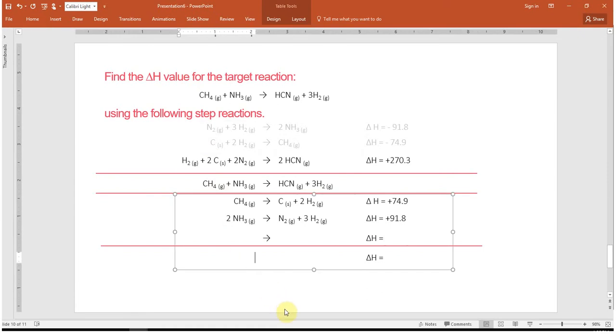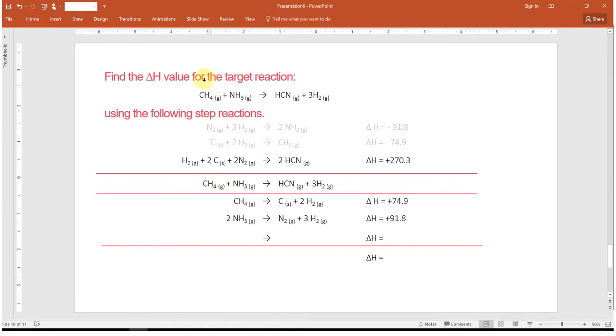All right, so now let's go through and look. We've got methane and ammonia. I don't have HCN anywhere, though, so that can be a problem.